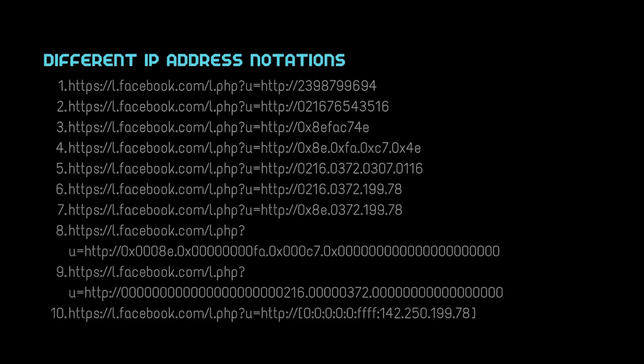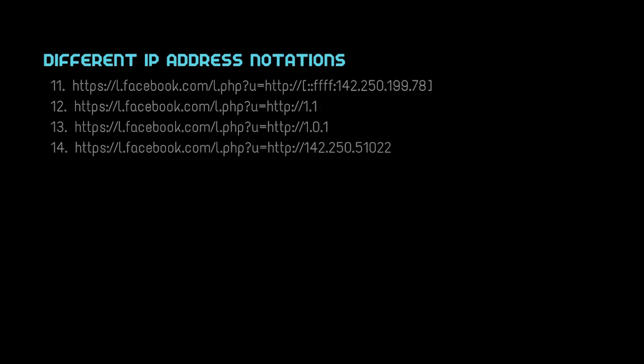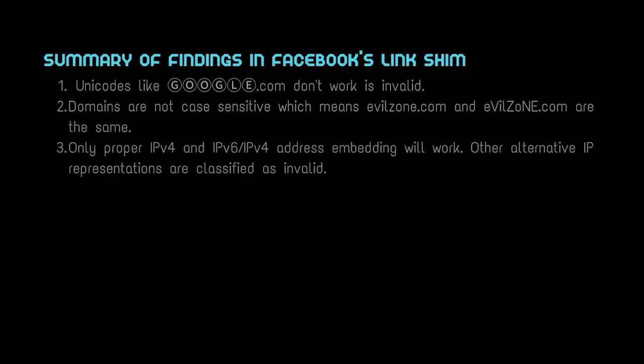Now, let's investigate further on how Facebook's link shim handles the different IP address notations. That's a lot of links, but only the URLs in number 10 and 11 are handled by Facebook. The rest of the alternative IP representations are classified by Facebook as invalid. In summary, here's our finding in Facebook's link shim.